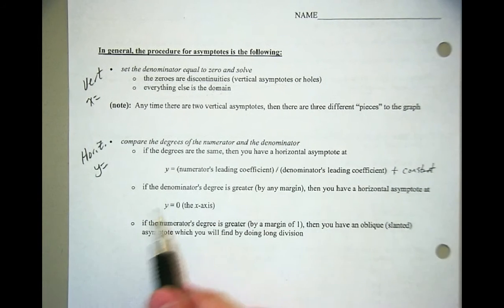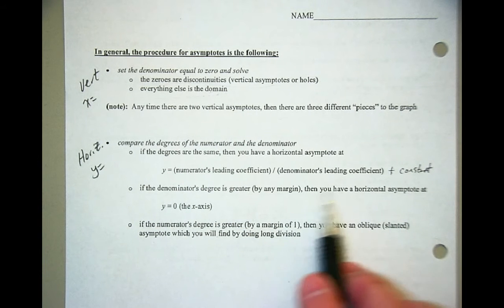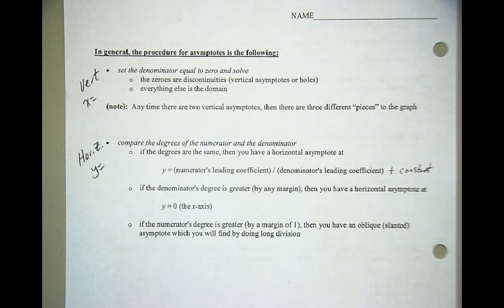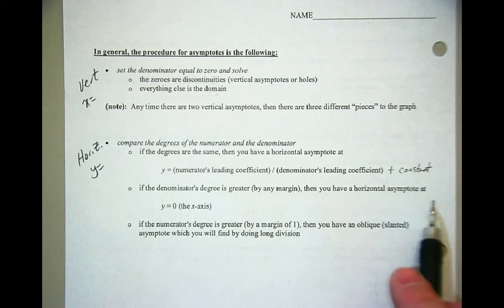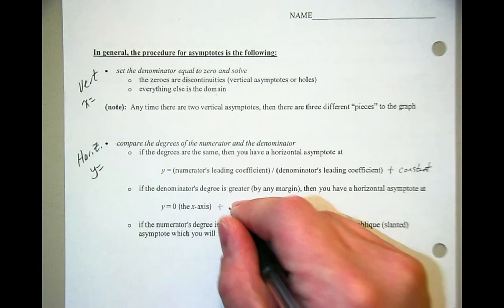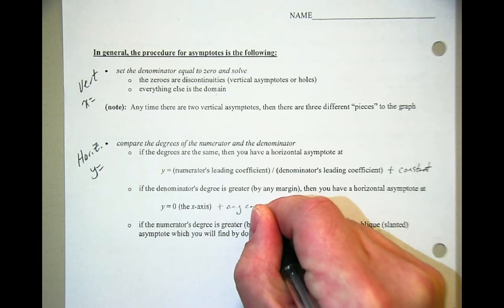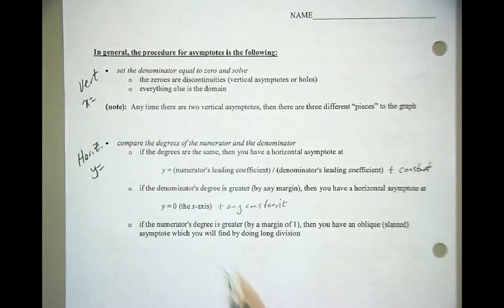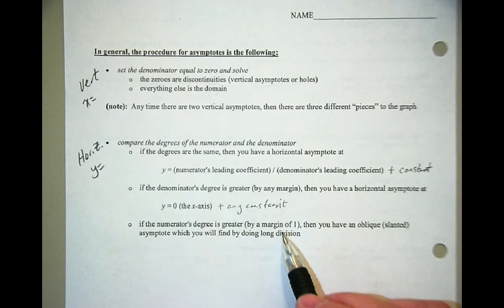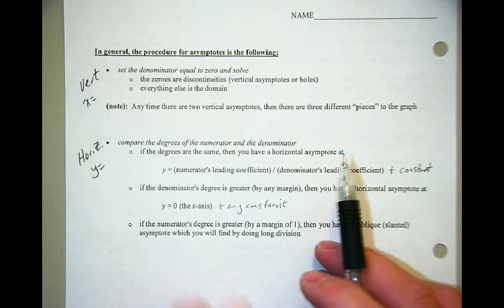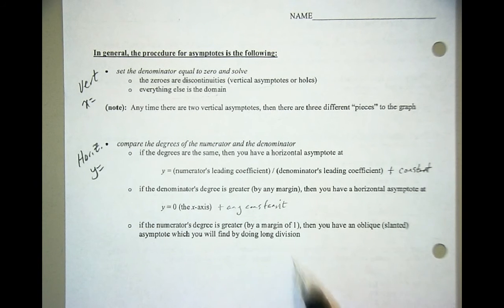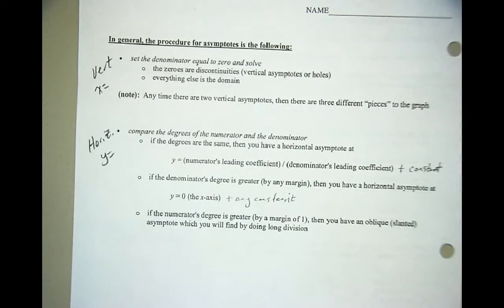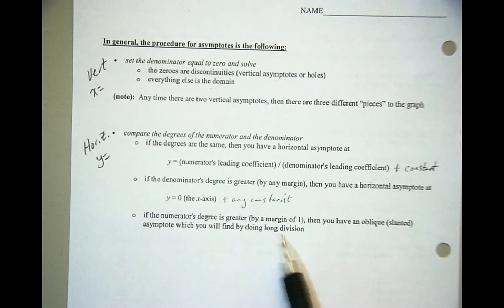If the denominator's degree is greater by any margin, it doesn't matter what margin. So if it's x to the 7th power on the bottom and x to the 1st on the top, it doesn't matter. As long as the denominator's degree is larger, your horizontal asymptote is at y equals 0 plus any constant. If the numerator's degree is greater by a margin of 1, then you have an oblique slant asymptote. If it's more than that, we deal with other things, but you won't get to that this year, which you have to use polynomial long division on.